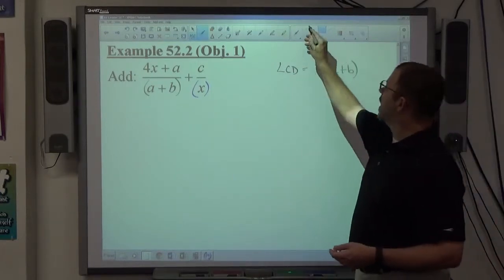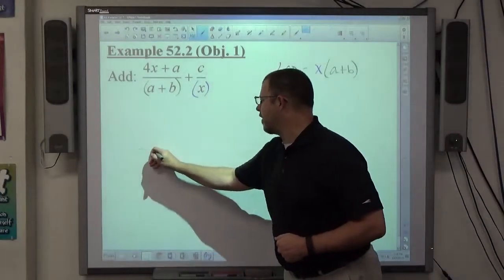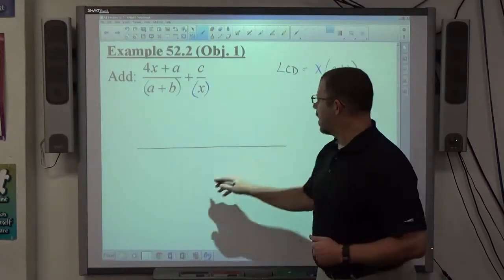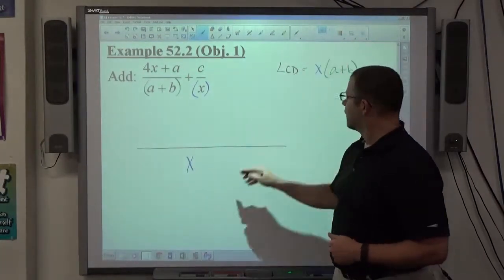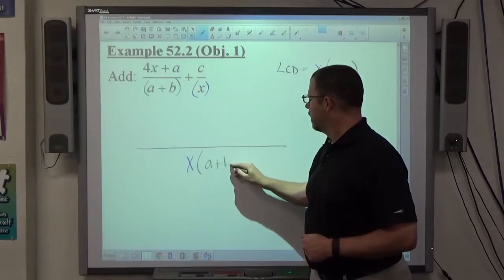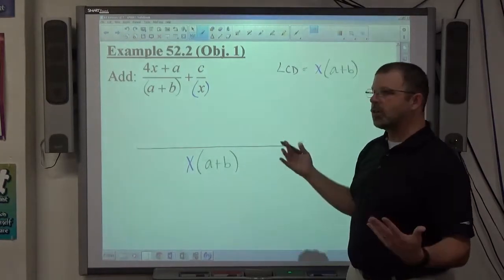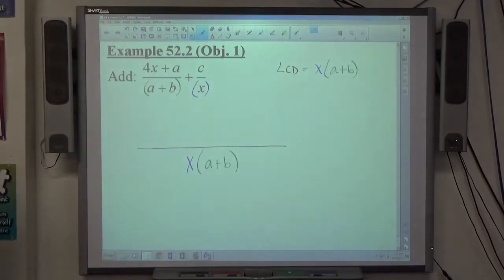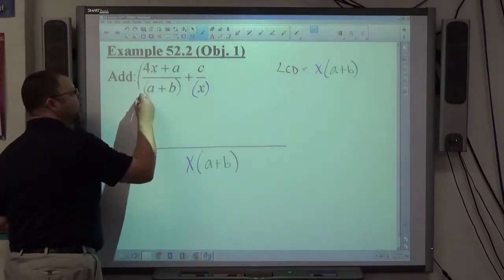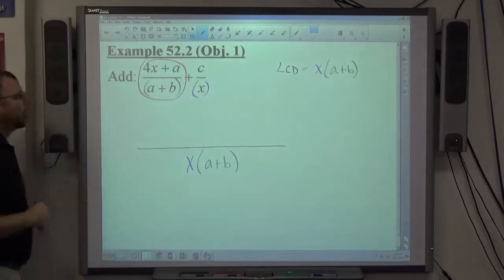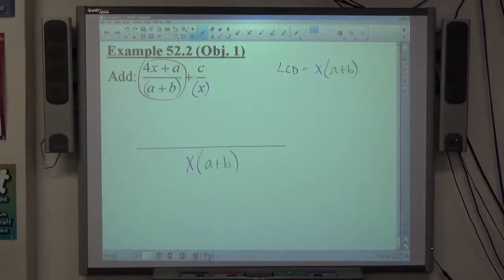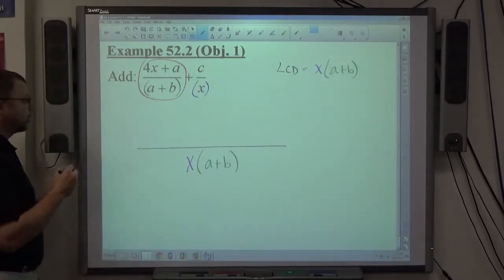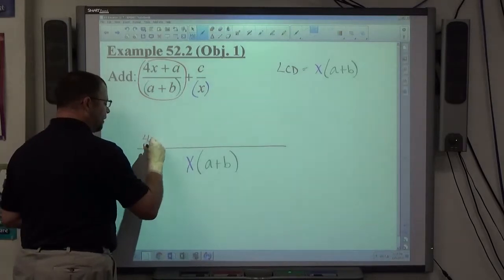Once again, once I've established what the least common denominator is, I make a big fraction bar, and I put the least common denominator on the bottom of the fraction bar. And then again, I simply determine for each one how the bottom changes, and I've got to change the top the same way. So here's the first fraction. What's the current numerator? The numerator is 4x plus a. 4x plus a. Now notice this.